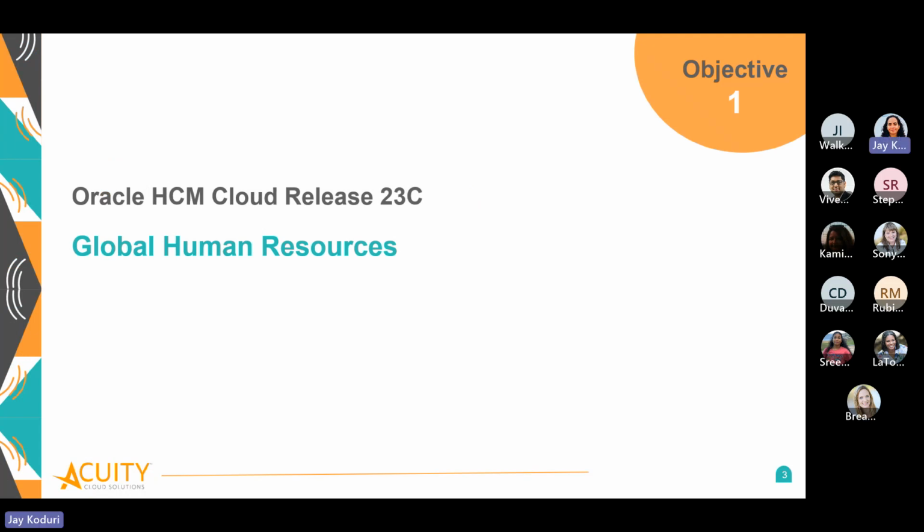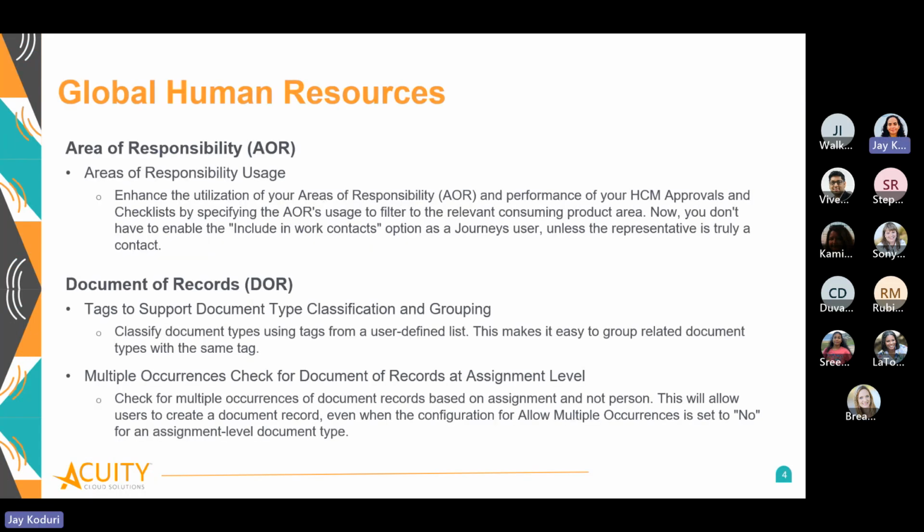So the first one is human resources. Within human resources, the first topic is the area of responsibility usage. If you're familiar with AOR and familiar with journeys, there is a checkbox called include in work contacts. Until 23B, you'll have to check this checkbox in order to utilize this AOR as a checklist user in the journeys area.